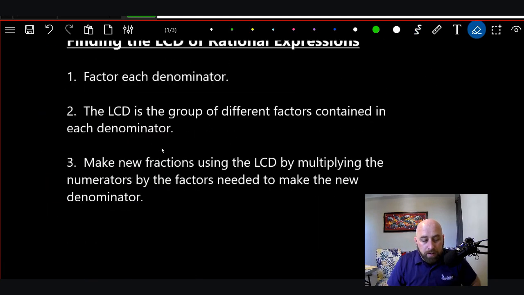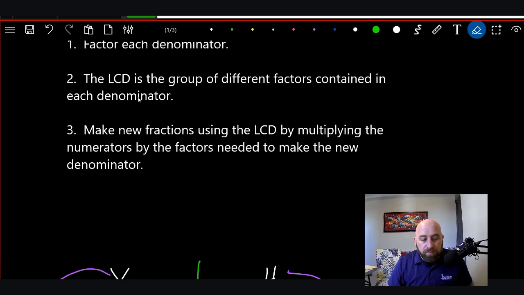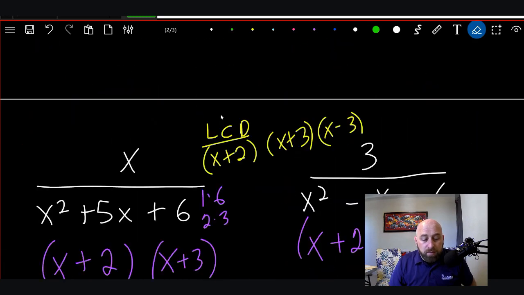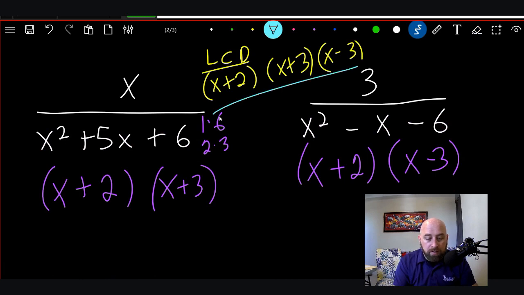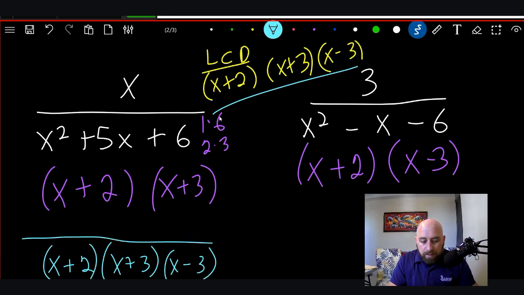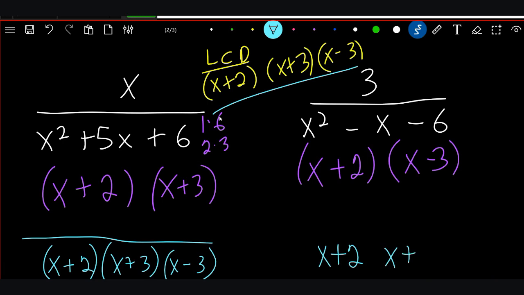So go back up here, and step number 3: make new fractions using the LCD by multiplying the numerators by the factors needed to make the new denominator. So what is our new denominator? Well, it's this guy right here. This one is going to be x plus 2, x plus 3, x minus 3. And there's this denominator. It's the same thing: x plus 2, x plus 3, x minus 3.